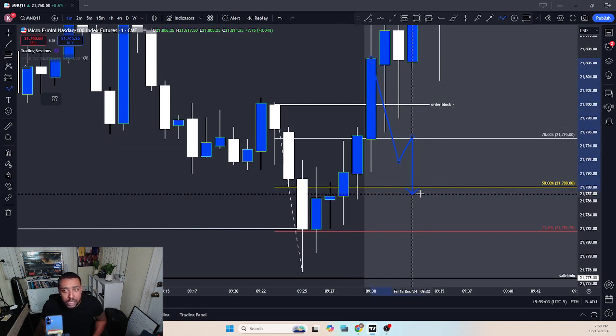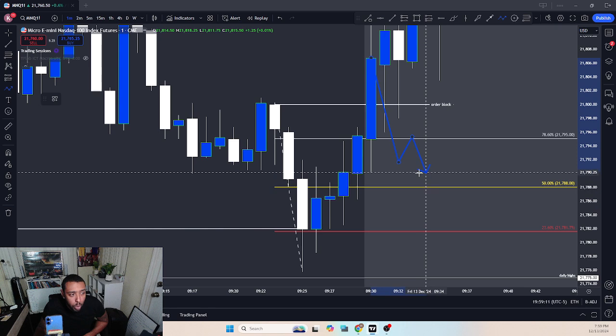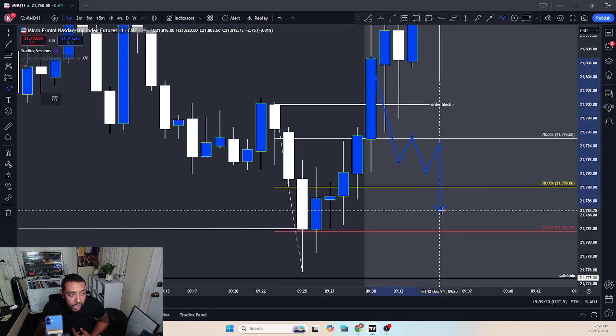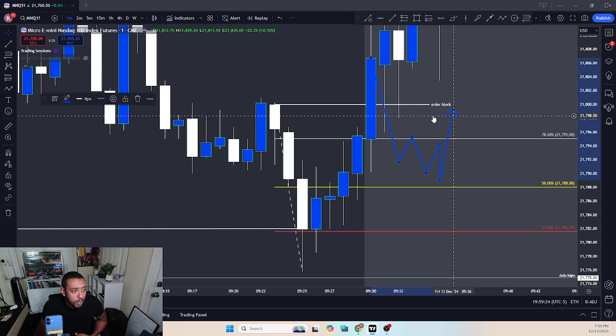Remember, if you're bullish, you don't want to see closes below mean threshold, right? You don't want to see any closes below the equilibrium of the order block, which is here. You will allow it to trade in here. And remember, if it's wicks, it's okay, but the bodies, watch the bodies, right?